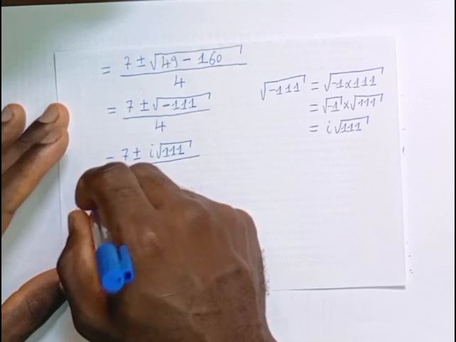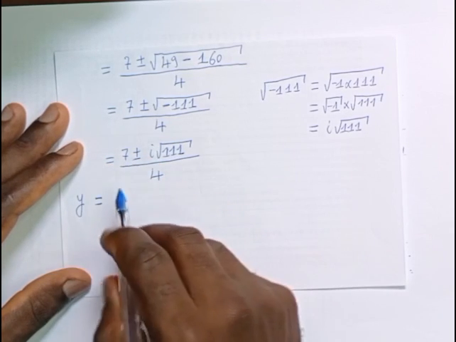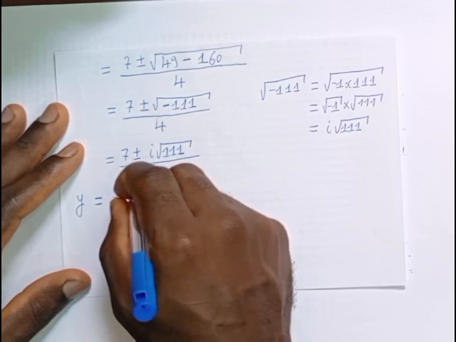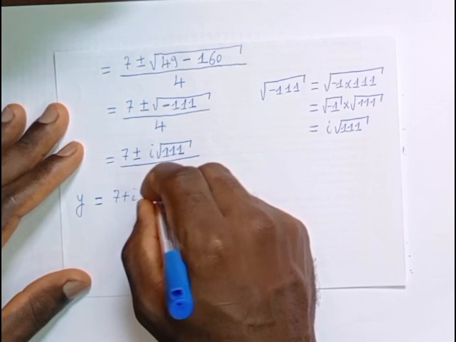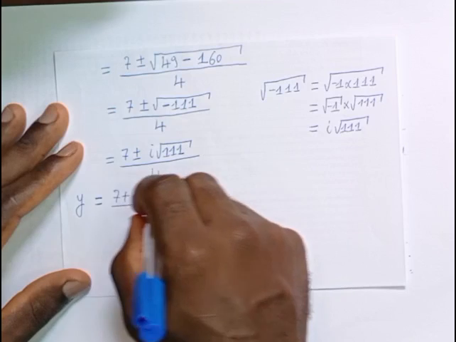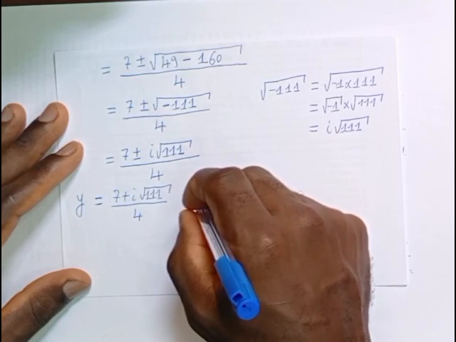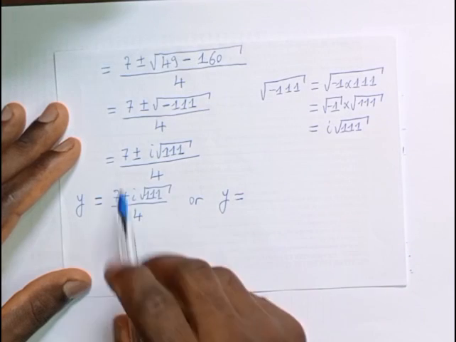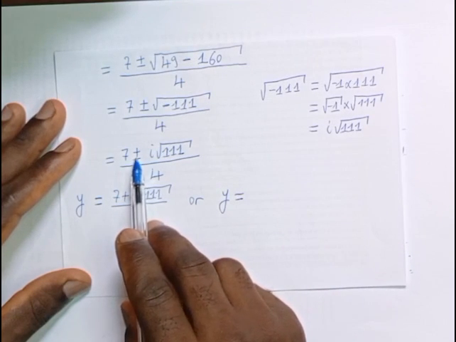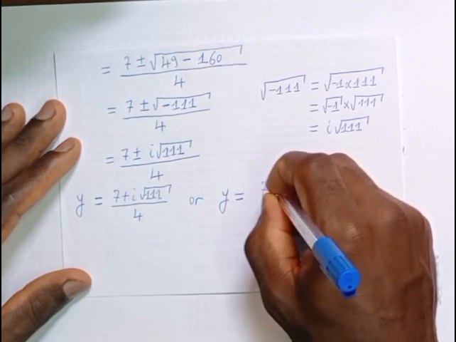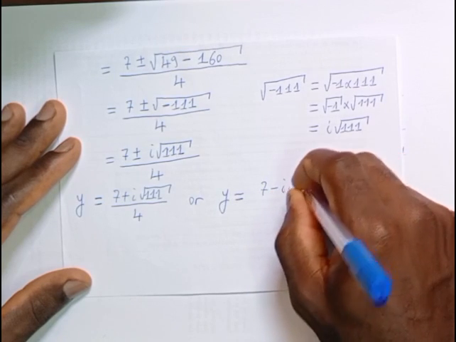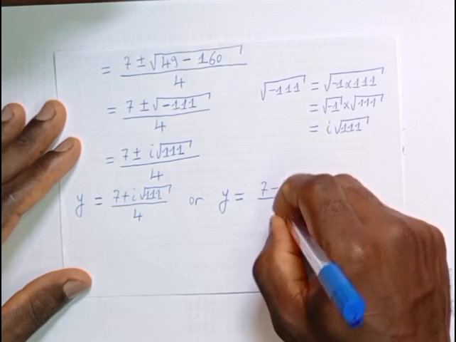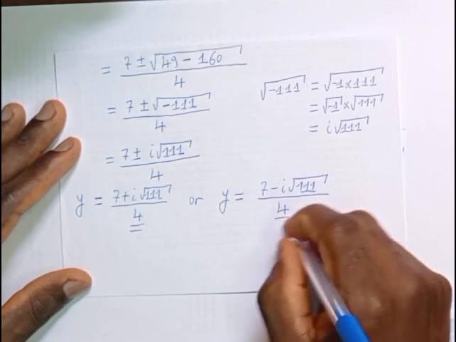If you take the first value of y, it is simply equal to, in this case, we are going to take addition, 7 plus i root 111 all over 4, or y is simply equal to, we take the next case where we subtract, 7 minus i root 111 all over 4. These are the two values of y.